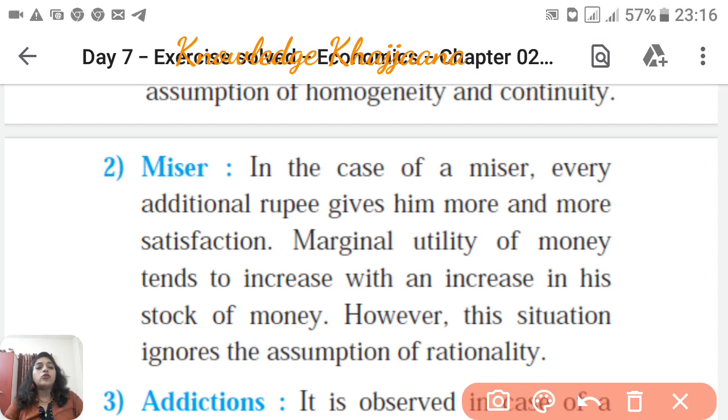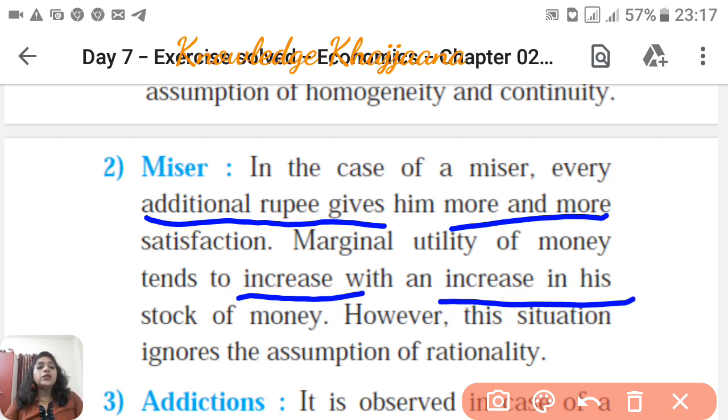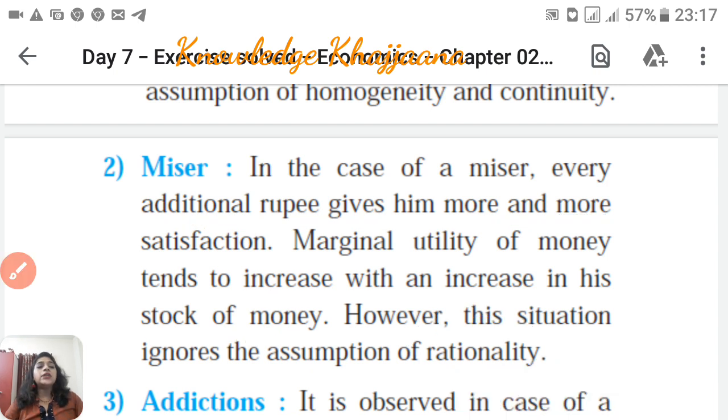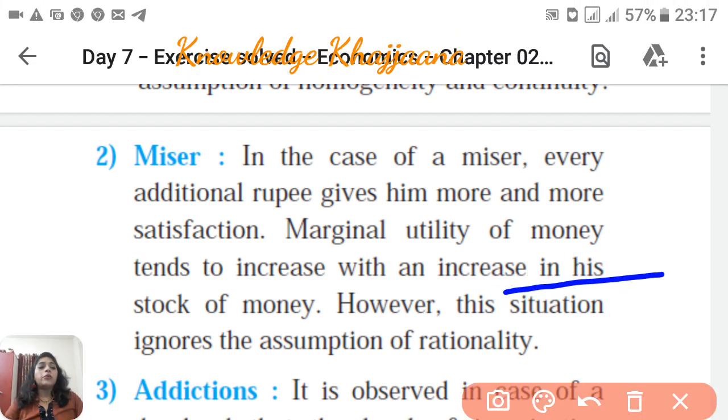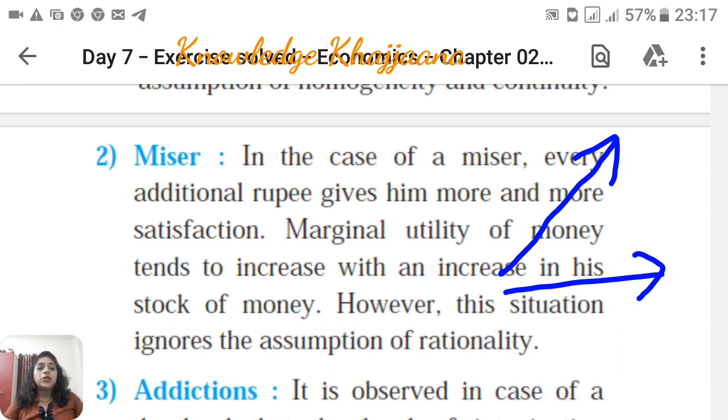Every additional rupee gives him more and more satisfaction. Marginal utility of money tends to increase with the increase in the stock of money. However, this situation ignores the assumption of rationality, because such people are not rational consumers. Why? Because the more money they collect, the more their marginal utility goes on increasing. So this also violates the law of marginal utility.